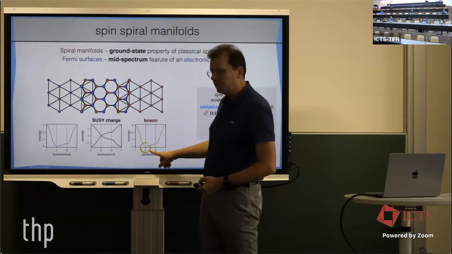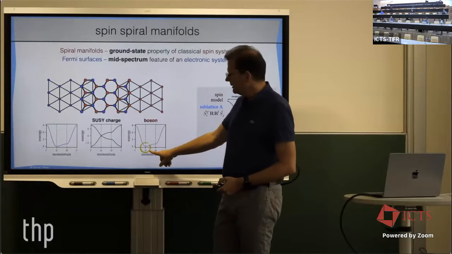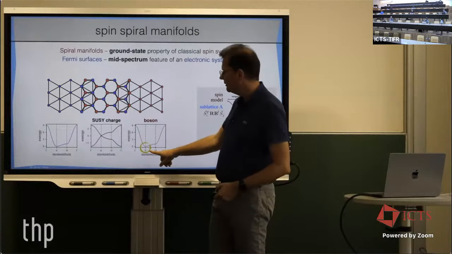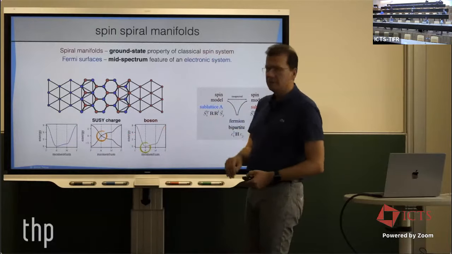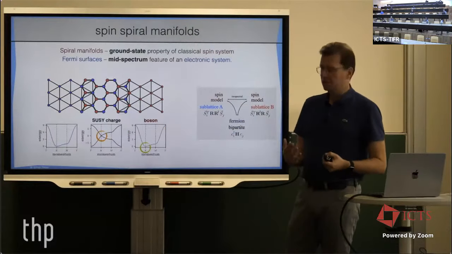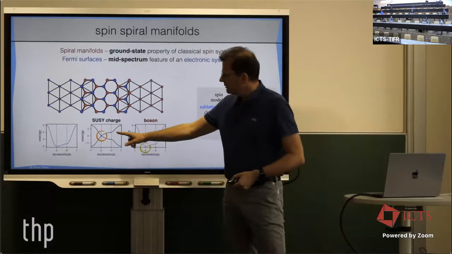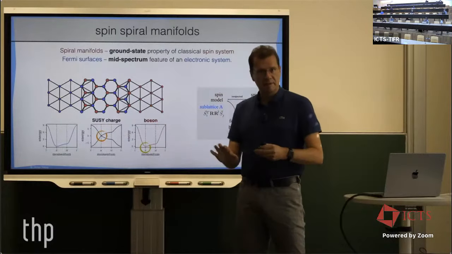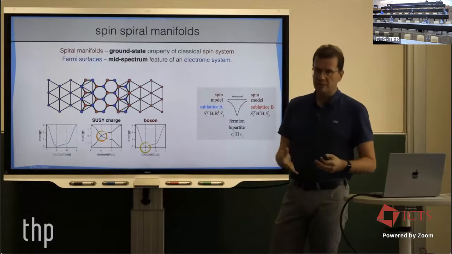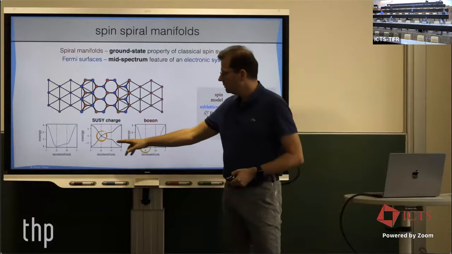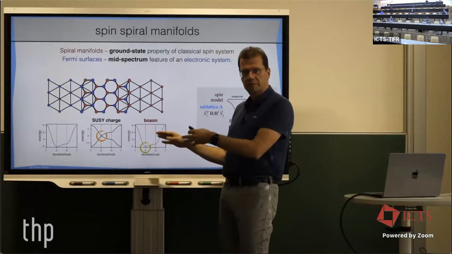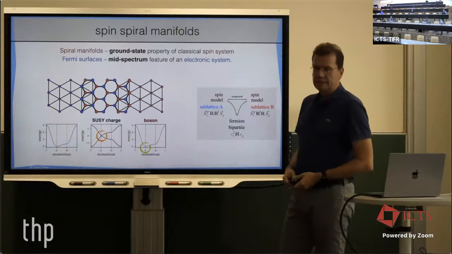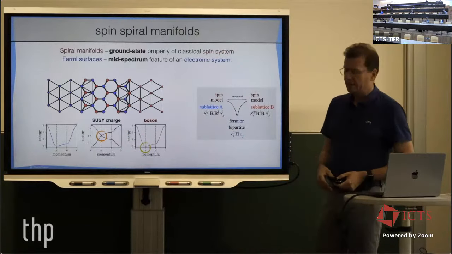So the 120 degree order of this bosonic spin model is then identified as the Dirac point mid-spectrum in this Suzy charge Hamiltonian. And thereby I can make this nice connection. I know a lot about fermion models on the honeycomb because of graphene, and all that knowledge I can now bring over to the 120 degree order for this antiferromagnet.